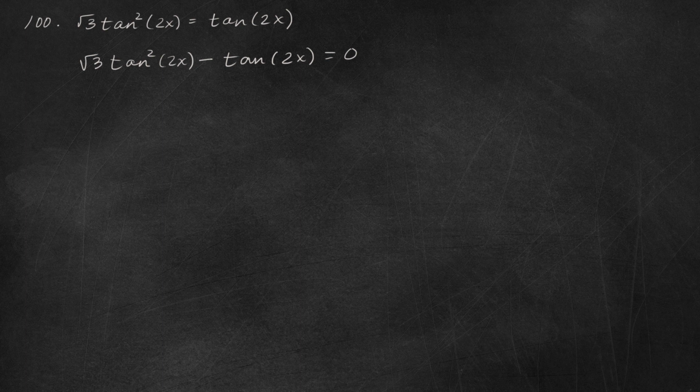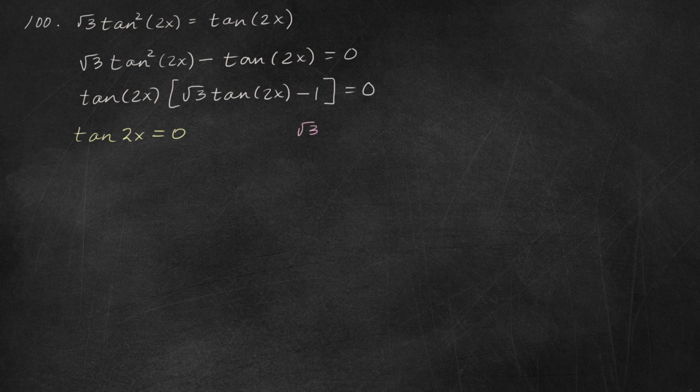Now I can factor out a tan 2x. When I factor that out of the first term, I get root 3 tan of 2x. When I factor it from the second term, I'm just left with a 1. This is factored, so now I set each factor equal to 0 and solve. So my first factor, I have tan 2x equals 0. We're going to solve that. And then I have root 3 tan 2x minus 1 equals 0.